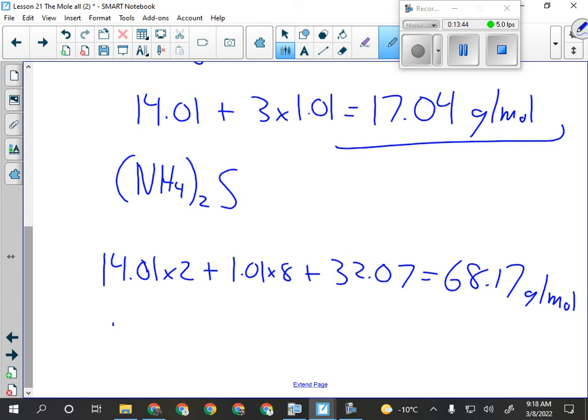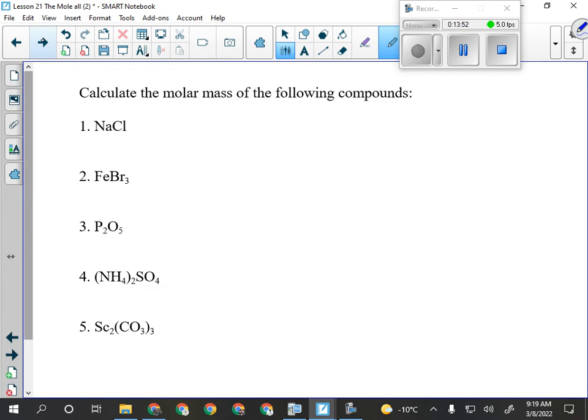Okay, everyone kind of following how to do that? Okay, it's not terribly difficult. It's a little bit of multiplication and a little bit of adding. Okay, you just have to look up your periodic table. All right, I want you to try those 5. Okay, let you get ahead of me, and then we'll walk through them together.